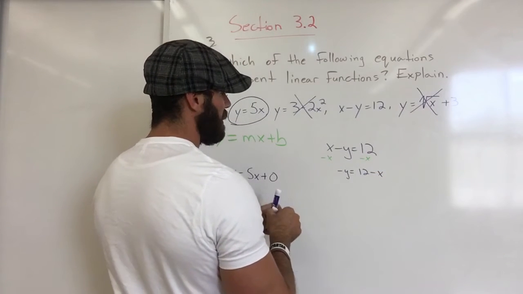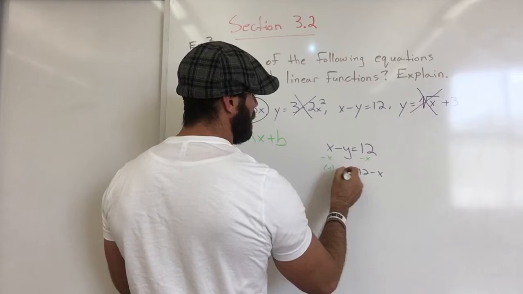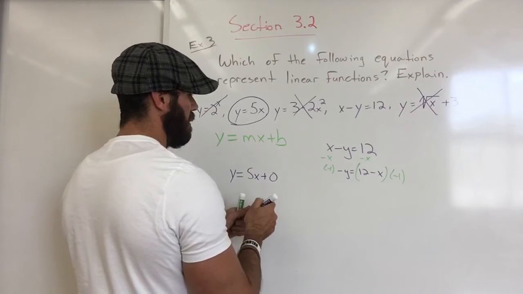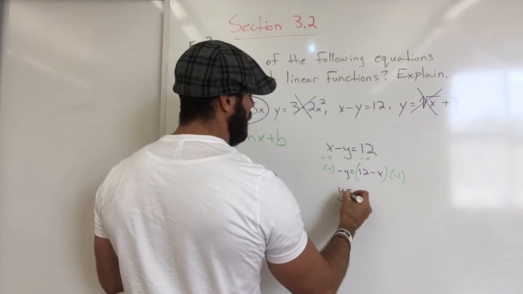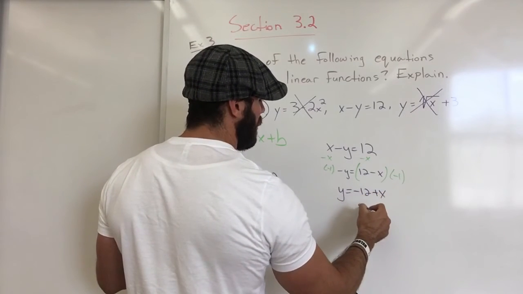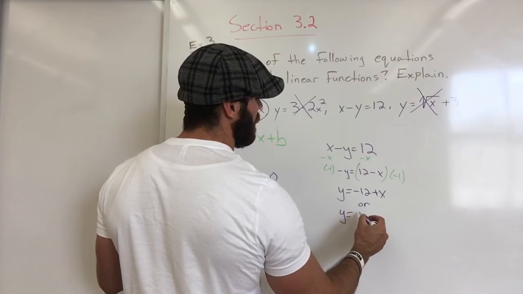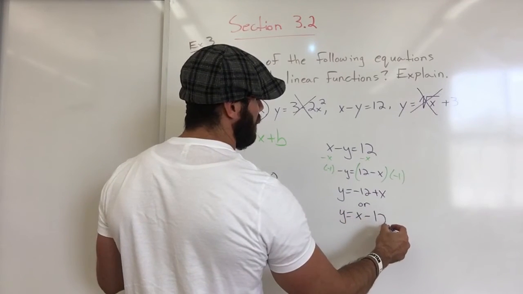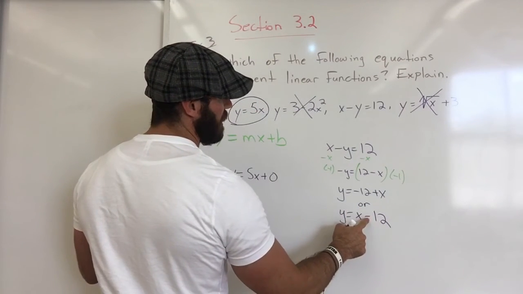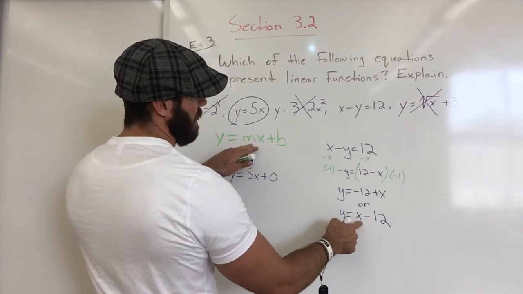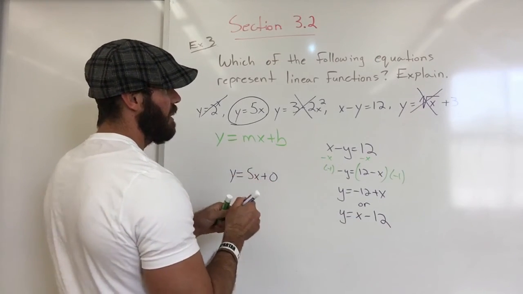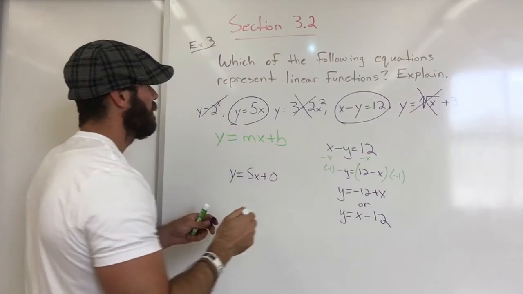And let's multiply both sides by negative 1, so I can make this negative y a positive, and I must multiply everything on the other side by the negative 1. So now I have y equals negative 12 plus x, or I could write it as y equals x minus 12. That's the same thing. So y equals mx plus b. Look, it matches, right? There's no number there, but it's like an invisible 1. That is your m. So this would be your other linear function.